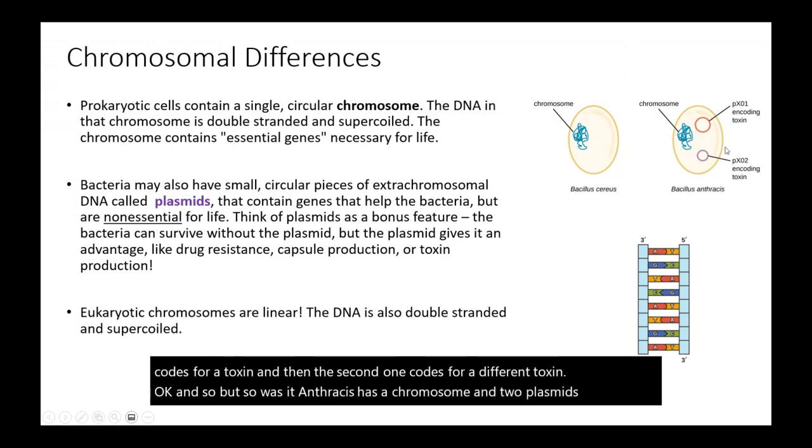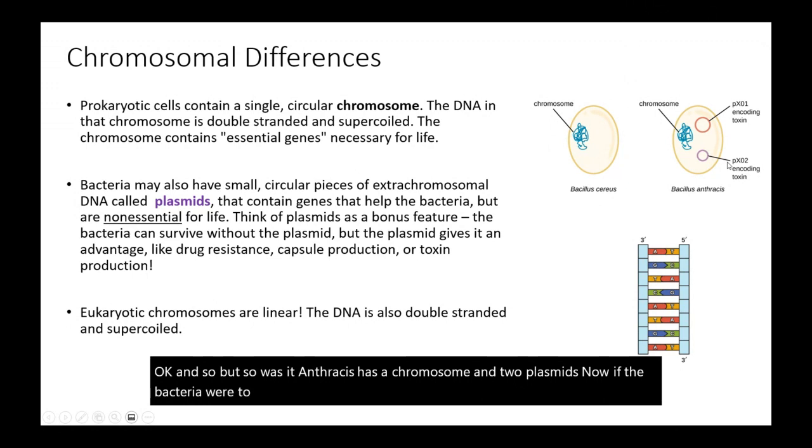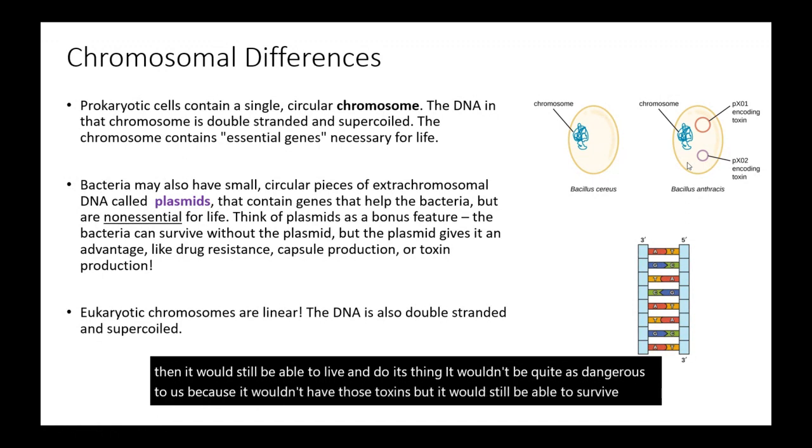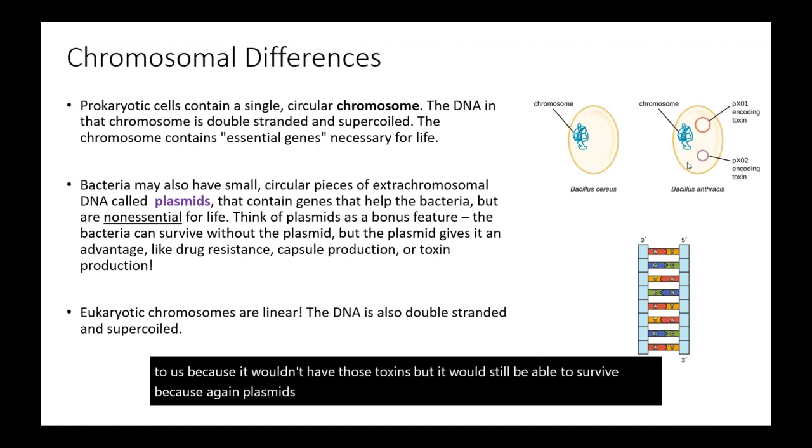Now, if the bacteria were to lose those 2 plasmids somehow, or it just didn't have them, then it would still be able to live and do its thing. It wouldn't be quite as dangerous to us because it wouldn't have those toxins, but it would still be able to survive because, again, plasmids contain non-essential genes.